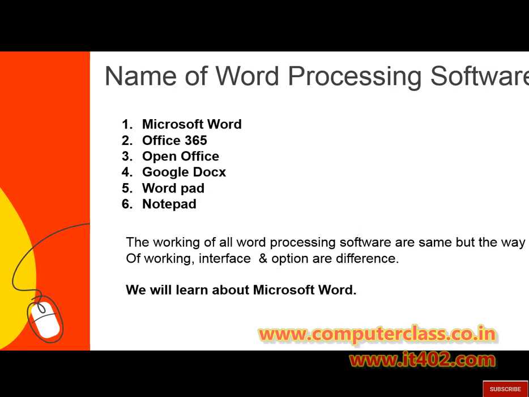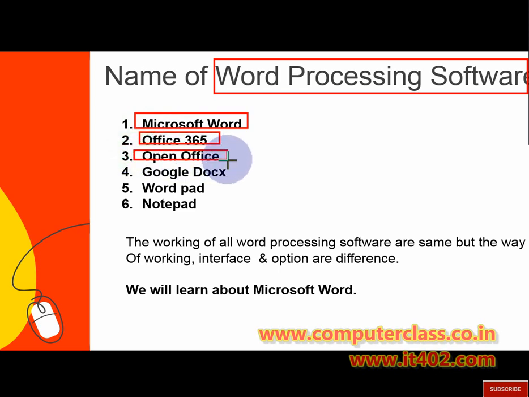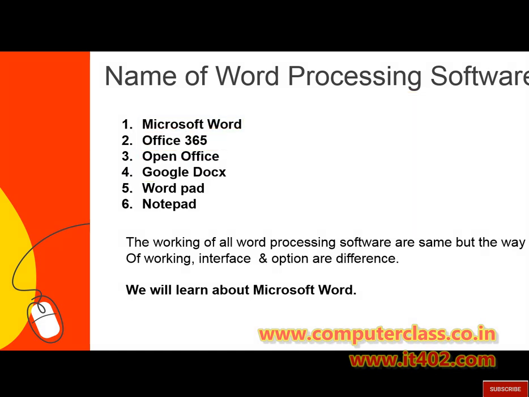Now, the names of famous word processing software. Number one is Microsoft Word, then Office 365. OpenOffice also comes in the category of word processing software. Google Docs is also there, and WordPad and Notepad are also there. Most people use Microsoft Word, some use Office 365. Microsoft Word and Office 365 are products of Microsoft. Microsoft develops these two software.